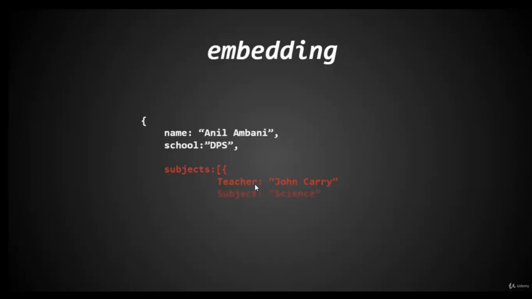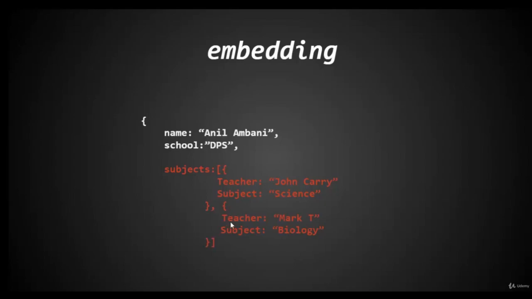First we look at embedding this document inside the student document. Suppose I write a document which will have the student name and school as usual, and then I'll have a subject array. Inside this document I'll have another document with a subject array, and this subject array will contain a document for each subject. This subject array will have a first document with the teacher for the subject science, and it will close here. Then it will have another document for the subject biology.